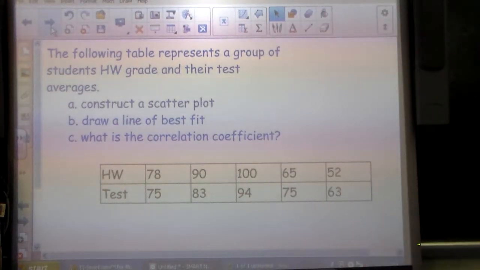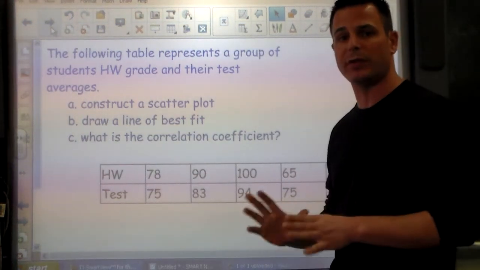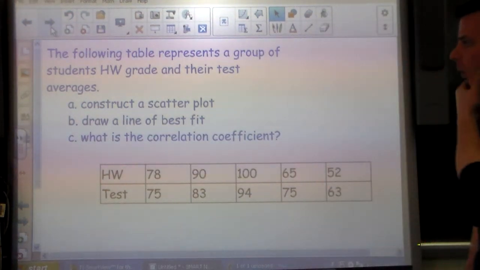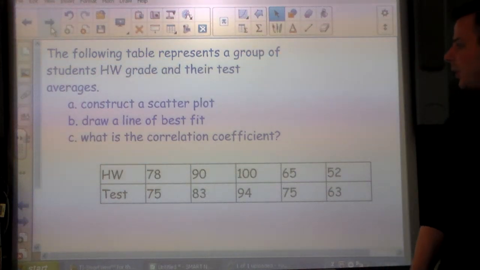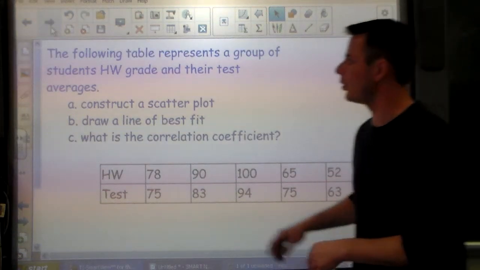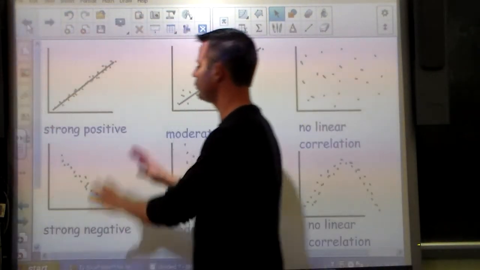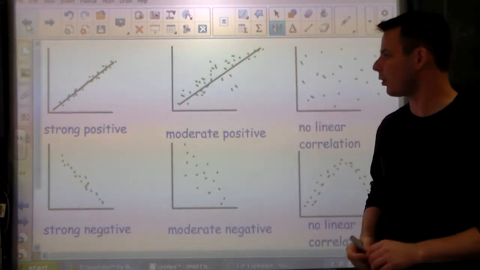So here's a table of values, and we're going to find out how to calculate a correlation coefficient, and what this number represents. So what we're going to do is construct a scatter plot, draw a line of best fit, and determine the correlation coefficient. Before we determine this correlation coefficient, let's just go back to these and define some values for a correlation coefficient.